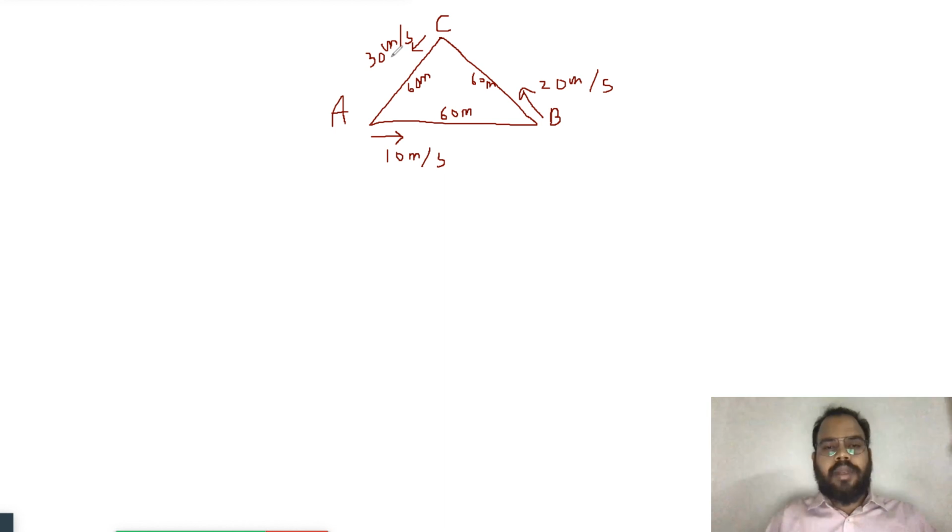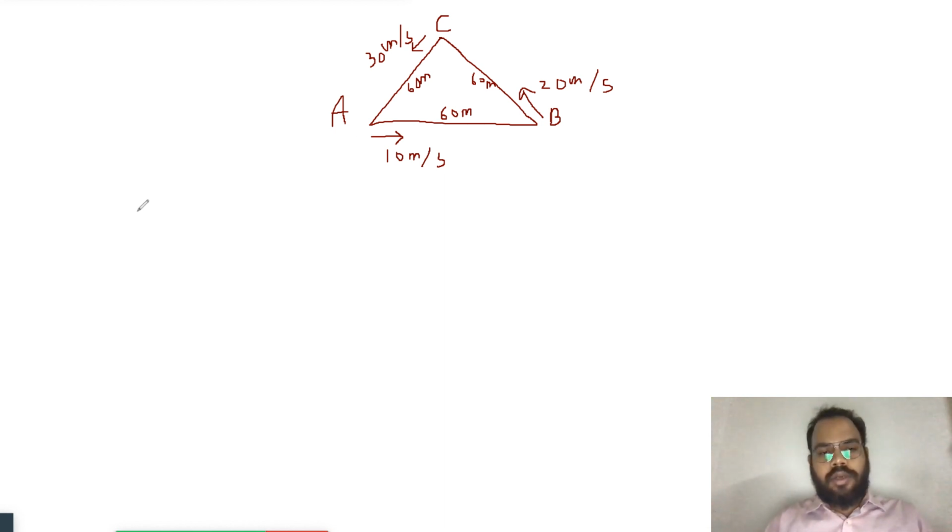So I'll again repeat the question. The question is, there is a triangular path ABC. I start moving from point A with velocity 10 meter per second. I maintain this velocity till I reach point B. Then I switch to velocity 20 meter per second till I reach point C, and finally my velocity becomes 30 meter per second when I again reach point A.